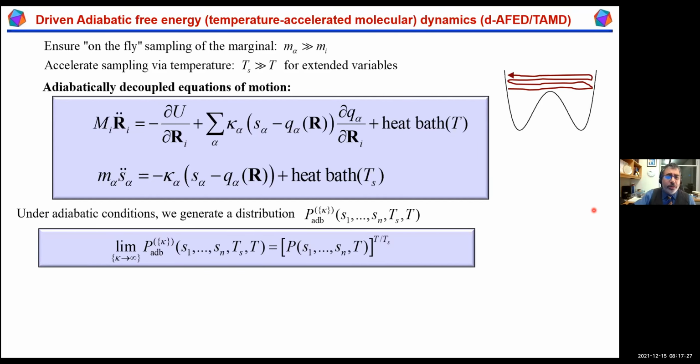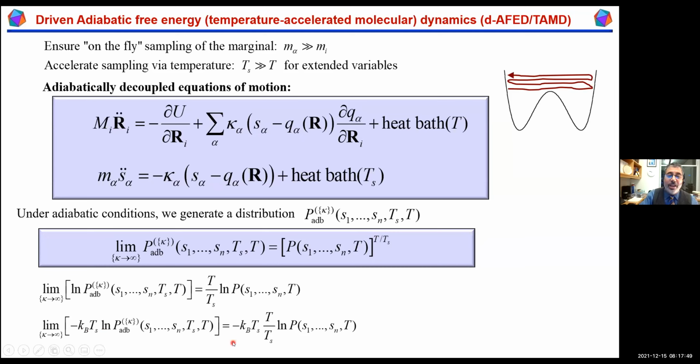What you can prove is that if you take a histogram of these S's, you'll get a marginal distribution called the adiabatic marginal that's related to the true marginal by a power that's the ratio of the two temperatures. So you can see that if you take the log of both sides, that brings down the T over T_S factor. Then you can multiply by kT_S, the T_S's cancel. You have kT log P. That by definition is the free energy at the physical temperature.